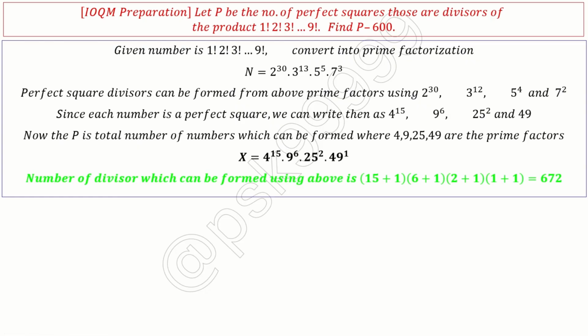So (15 plus 1) into (6 plus 1) into (2 plus 1) and (1 plus 1) is nothing but 672. So I can form 672 perfect squares with the given 1 factorial, 2 factorial up to 9 factorial. Now, the problem is actually not complete. The answer we should give is 72, not 672: 672 minus 600, which is 72. That's the answer. Okay, next.